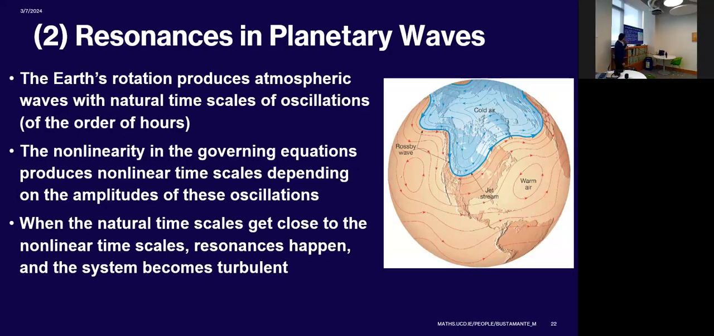And so it happens that if you pick the right amplitude, you can have a resonance, which is when the two time scales, one from the natural time scales of the waves and the other time scale coming from the nonlinear oscillation, coincide or get close enough, they can start talking to each other, giving energy from one to the other. And that's when things get very interesting, because you start getting phenomena that can last for years or even millennia, depending on the system.